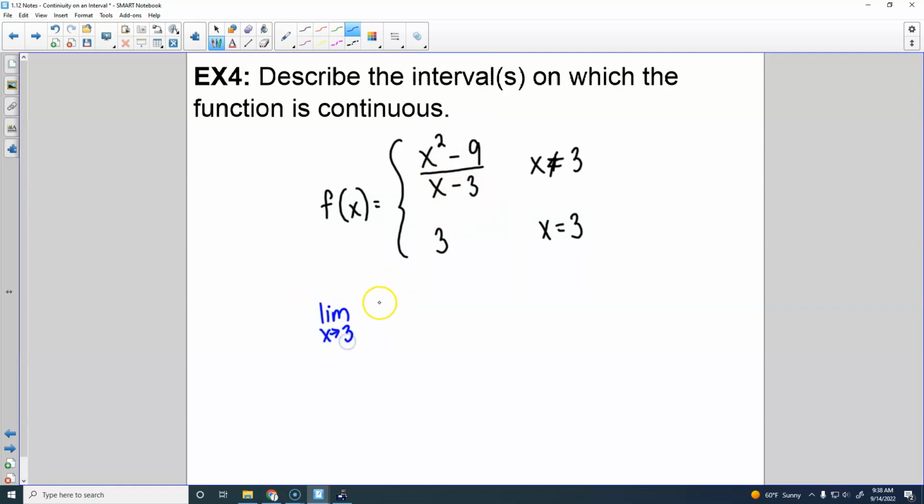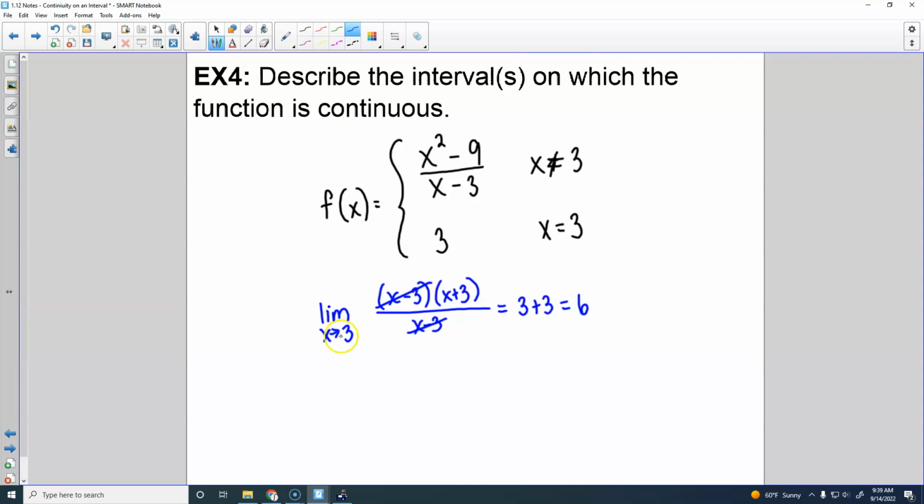as x approaches 3 of, is that all right if I go ahead and factor here, x minus 3 times x plus 3 over x minus 3. The x minus 3's cancel, and I get 3 plus 3. So what do I get here? 6. So my limit as x approaches 3 is 6. But what is the value of the closed-in circle that's supposed to fill in that dot? It is 3. So does it fill in our open circle up here at 6? It does not. Right? So we are not continuous at 3.